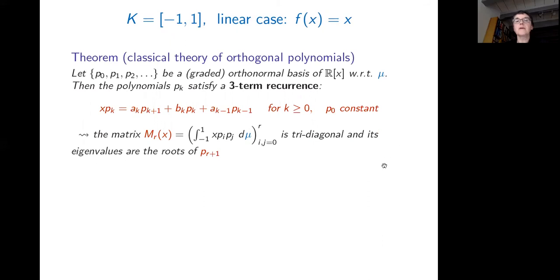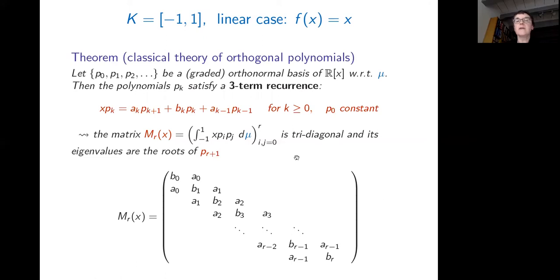A consequence of this is that the moment matrix for the polynomial f(x) = x, which is defined here, has a very simple structure. It's tridiagonal, and its eigenvalues are the roots of the next orthogonal polynomial, P_{r+1}. So this is M_r(x), and its eigenvalues are the roots of the orthogonal polynomial of degree r+1. Here is how the moment matrix looks. This is really the basic theory of orthogonal polynomials. It's actually not difficult to check this.